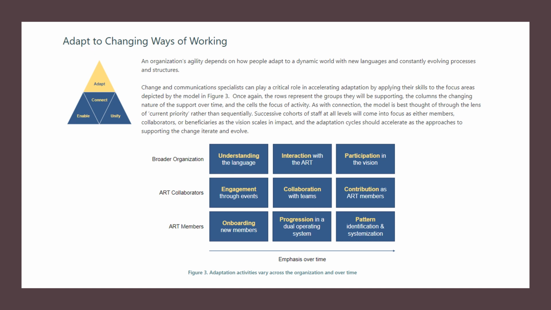The second way of applying this is adapting to the changing ways of working. This particular picture talks about how adoption activities vary across the organization and over time. Here we are talking about three groups of activities: broader organization, ART collaborators, and ART members. For broader organization, understanding the language, interaction with the ART, and participation in the vision could be the different activities, right? And ART collaborators: engagement through events, collaboration with teams, contribution as ART members. The ART members group can have onboarding new members, progression in a dual operating system, pattern identification and systemization. So these are the number of activities that you can adopt to changing ways of working, right? It may vary across organizations and over time.